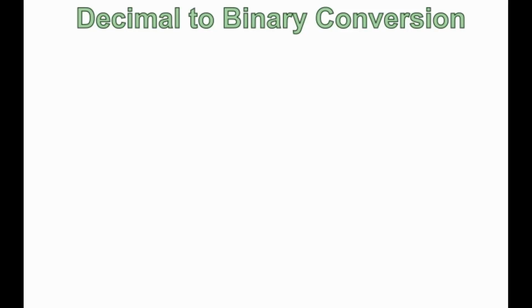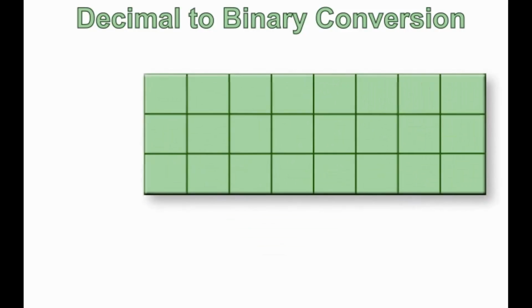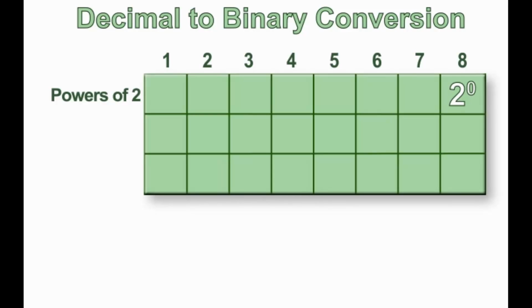a binary number. We do this by using this table that you see here on the screen. It's an 8-column table that also has 3 rows, and in the first row we're going to place the powers of 2. So I'm going to start in the far right hand column there, column number 8, and I'm going to just put in 2 to the 0 power. Then I'll move over to the next column, put in 2 to the first power, then 2 to the second power, 2 to the third power, 2 to the fourth power, 2 to the fifth, 2 to the sixth, and then 2 to the seventh power.